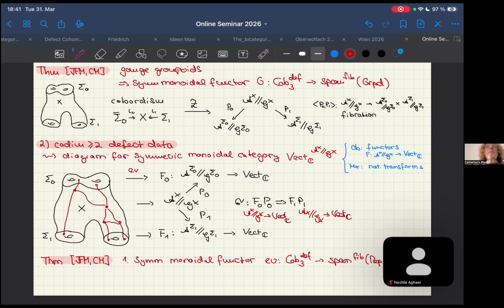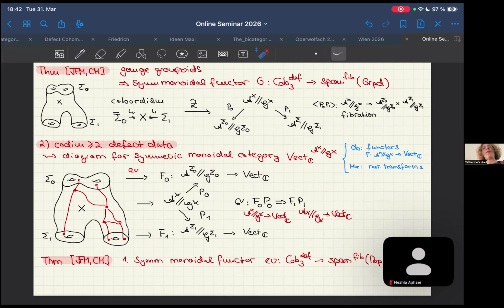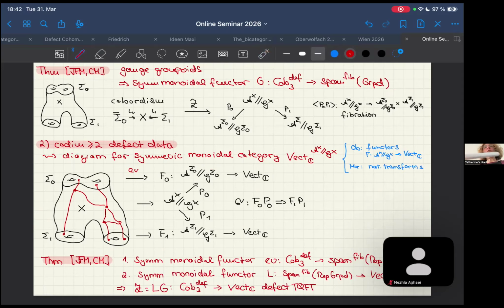And with the categorical methods, we then showed that this, together with the upper theorem and the second part, defines a symmetric monoidal functor from the cobordism category with defects into some category of fibrant spans of representations of groupoids. So that here in the middle is essentially the category of fibrant spans of representations of groupoids. And then we combine this with another functor that goes from the category of fibrant spans of representations of groupoids into the category of vector spaces.